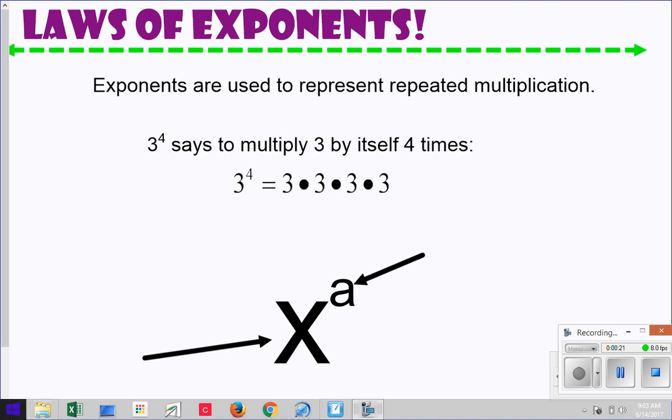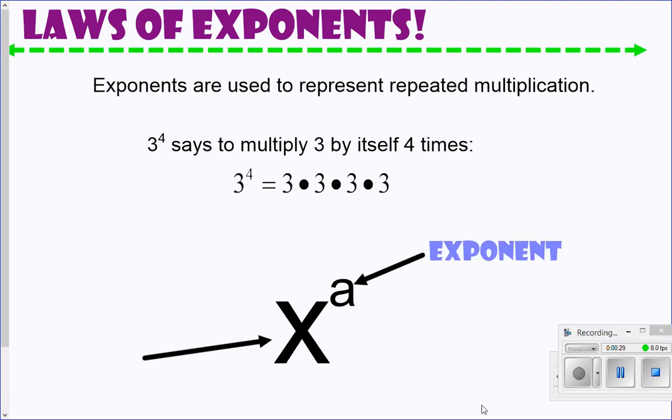Now, we need to review some vocabulary here. So that power, a in this case, that is the exponent. And whatever we're taking to the a power, remember, we call the base. So with 3 to the 4th, 3 is the base, and 4 is the exponent.